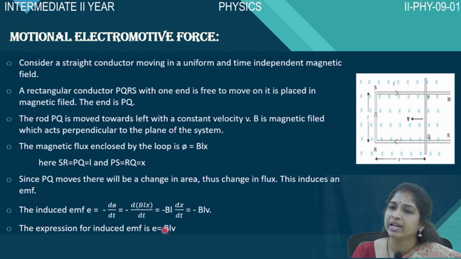Here I did not write the negative sign because we know the negative sign indicates the direction of EMF. According to Lenz's law, the direction of EMF is such that it opposes the original cause that produces it. Here E is developed due to the motion of this PQ. So this EMF will develop and it opposes this motion of PQ. As it indicates only direction, the magnitude of EMF is BLV.